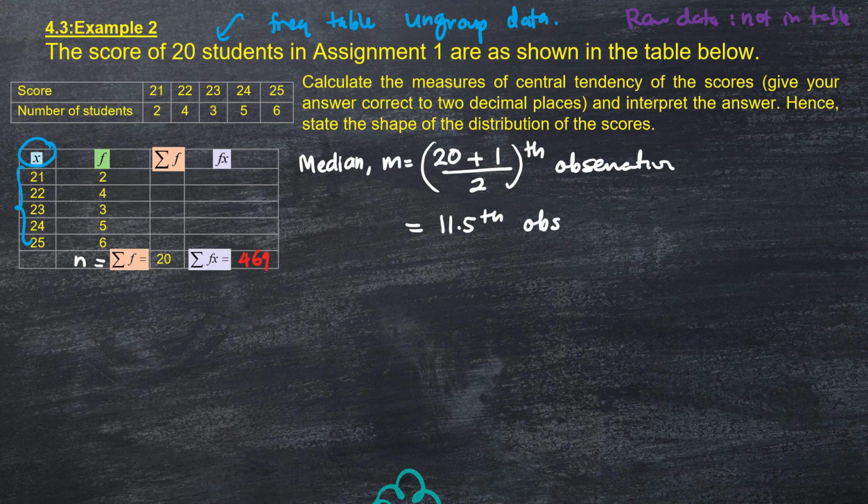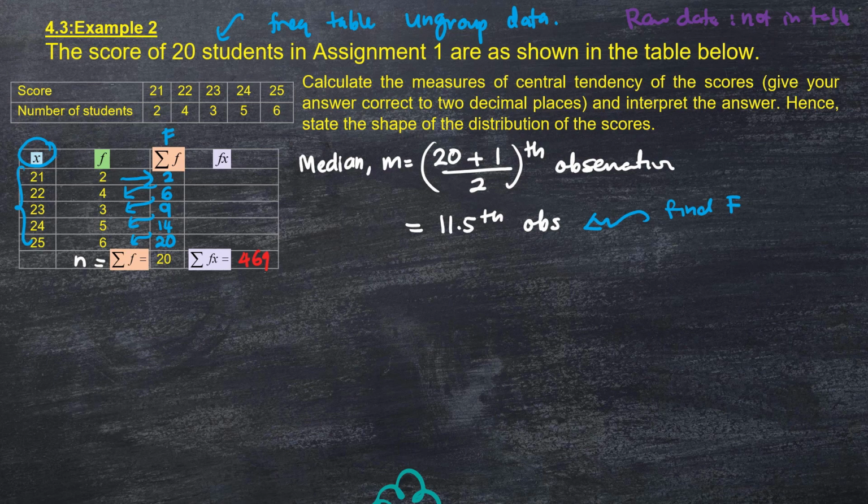So you have the 11.5th observation. For us to find the observation, we need to depend on our capital F, which is the cumulative frequency. That's why I put a column here for you to find cumulative frequency. How can we find it? It's just the sum of the current frequency and the frequency before. We have 2. Next, 2 plus 4 we have 6, 6 plus 3 we have 9, 9 plus 5 we have 14, and 14 plus 6 we have 20. The final value must match our total n.